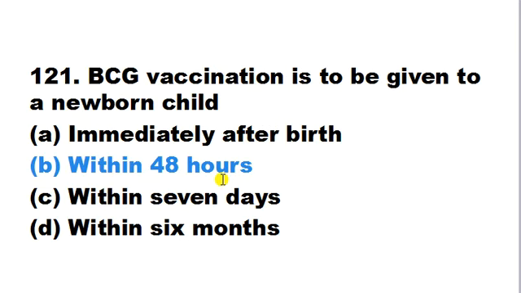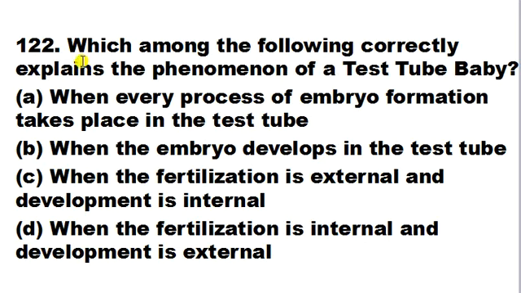Which among the following correctly explains the phenomena of a test tube baby? When every process of embryo formation takes place in the test tube, when the embryo develops in the test tube, when the fertilization is external and development is internal, when the fertilization is internal and development is external. So first we have to understand test tube baby. What is test tube babies?